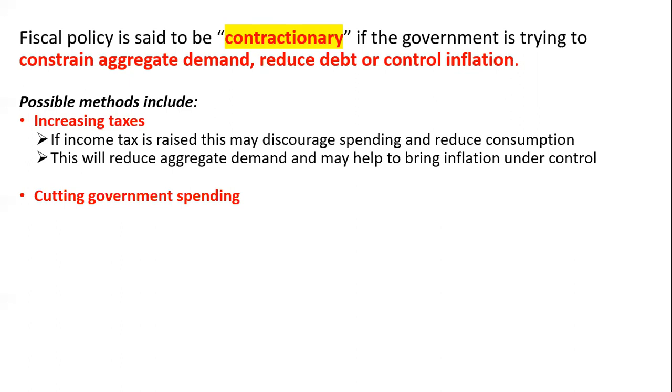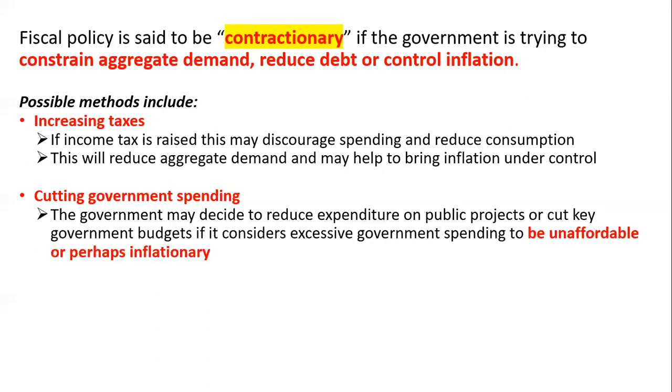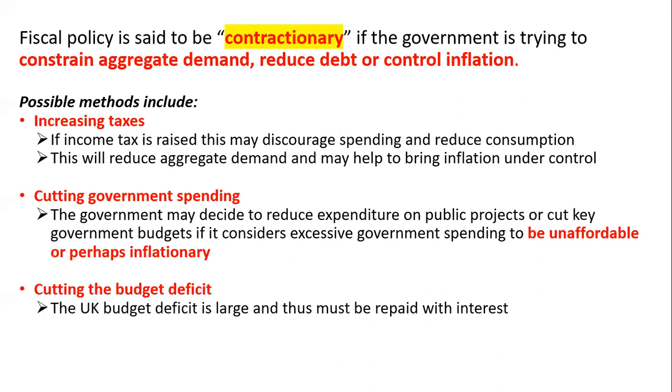Also, with contractionary fiscal policy, governments may look at cutting government spending. So they may look at a situation in which they have to spend less on public sector services. The government may decide to reduce expenditure on public projects or cut key government budgets if it considers excessive government spending to be unaffordable or perhaps inflationary. So the governments will look at this and simply say, whilst it is good, we simply cannot afford it, and we have to reduce the spending in that area. They could use contractionary fiscal policy if they're currently operating a budget deficit.